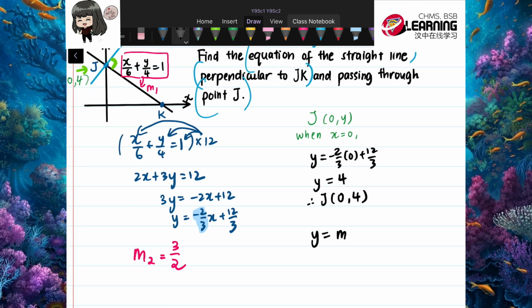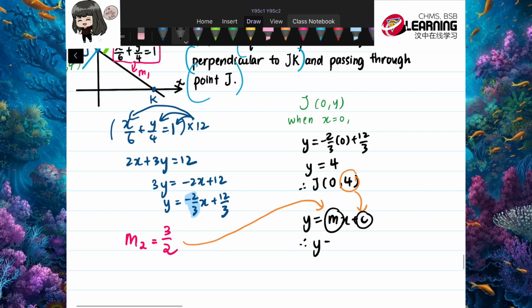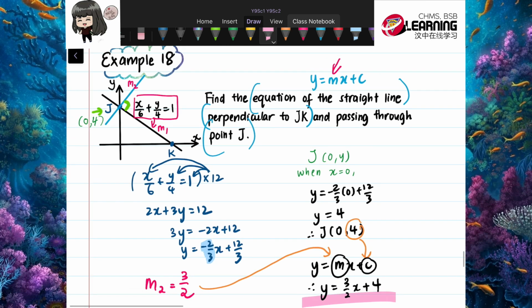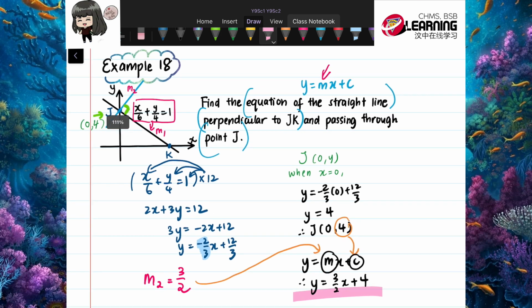y equals mx plus c, right? This m we already have is 3 over 2. And this c is already here. 4 is the y-intercept. c is the y-intercept, remember? So the equation is y equals 3 over 2 x plus 4. Done. Okay? That's for example 18.